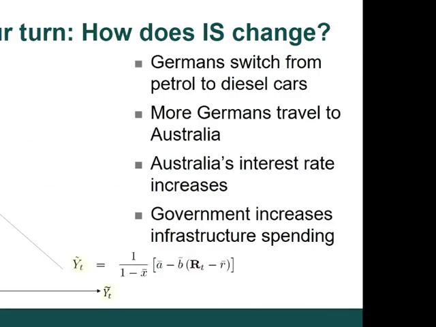Oh, sorry, did we do everything? Interest rates increase. Government increases infrastructure spending. GDP, bigger or smaller? Or step by step, aggregate demand, bigger or smaller?